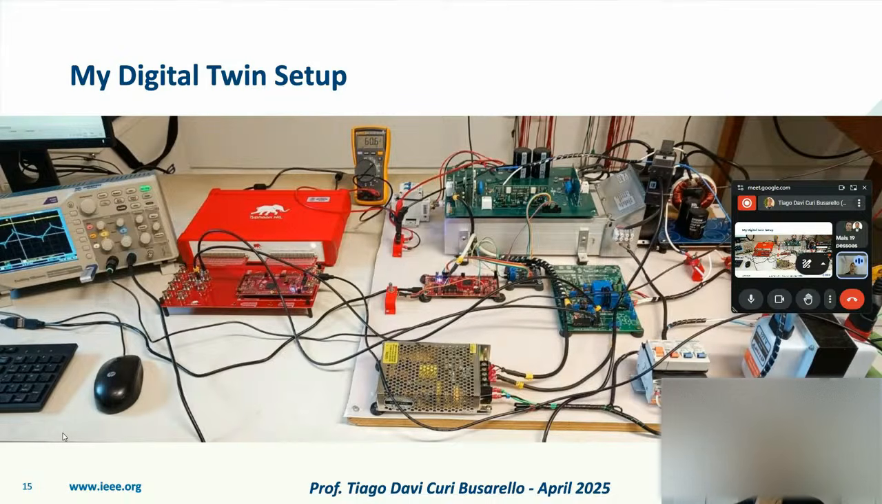Let me show you the setup that I have here in my lab, which I started recently, this research. Here you can see the buck converter, the inductor, and the capacitors. You can see the interface board, with just two sensors, one current and one voltage. These sensors are used by this microcontroller, and you can see some cables where the information is being transmitted to the interface board.